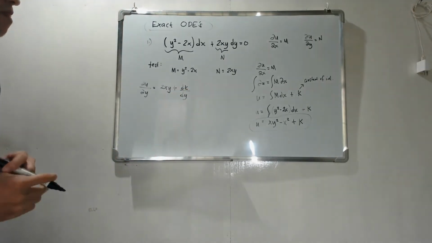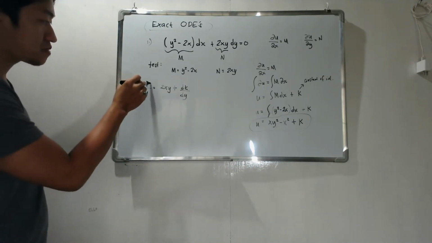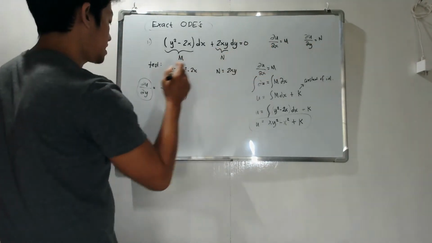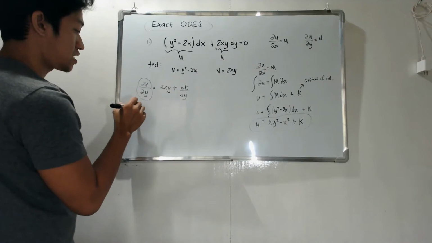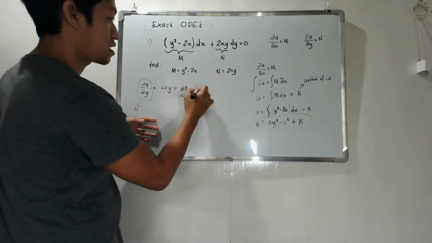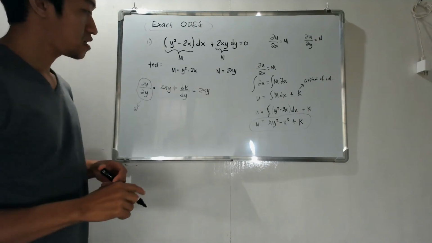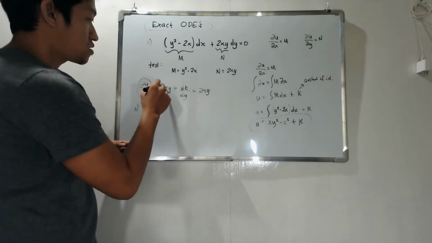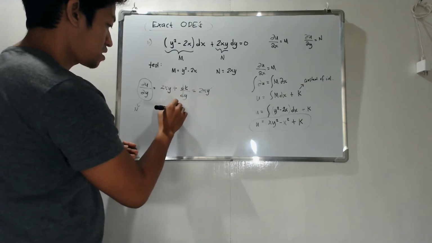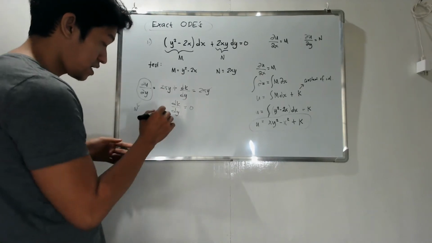Okay? So, that comes first. And then, if you recall, this is actually your n. This is n. And therefore, this is just equal to 2xy. 2xy. Okay, so they cancel out. Therefore, the derivative of k with respect to y is equal to 0. Okay?